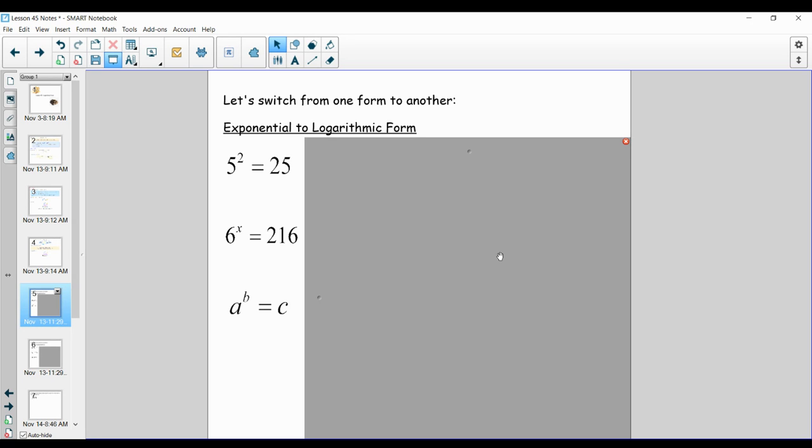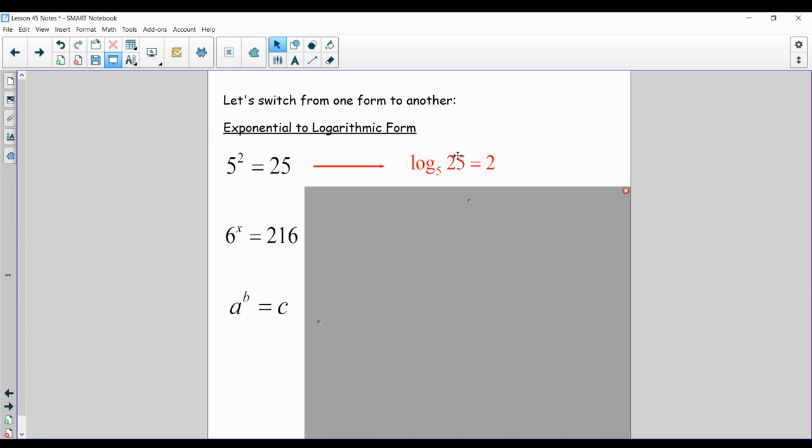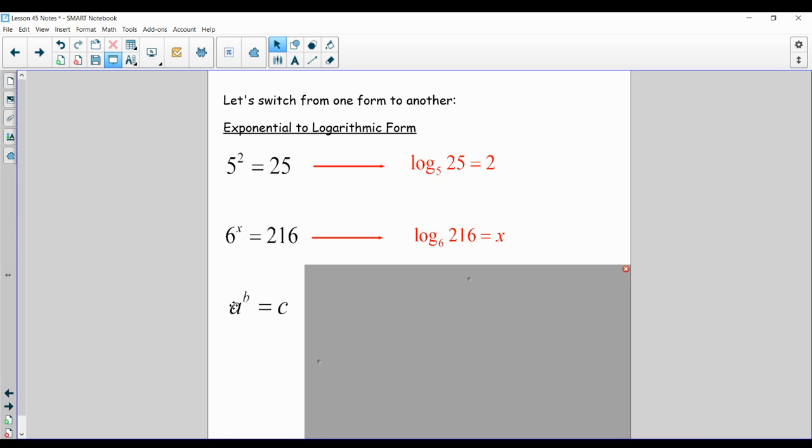All right, so let's switch from one form to the other. So 5 squared is equal to 25. Again, the base of your exponential form will be the base of your logarithm. So you're going to have log base 5 of 25, and then the exponent goes on the other side. So log base 5 of 25 is equal to 2. So essentially, this goes to the other side, and the 25 comes back over to this side. On this one, this will be log base 6 of 216 is equal to x. And this one will be log base a of c is equal to b.